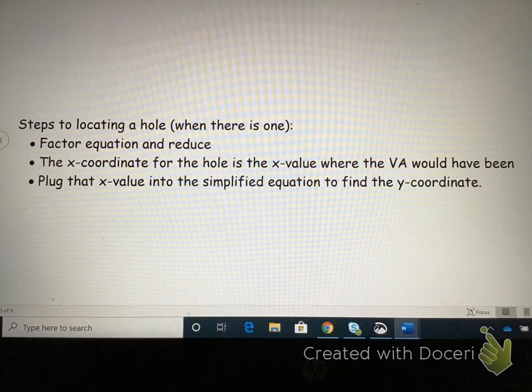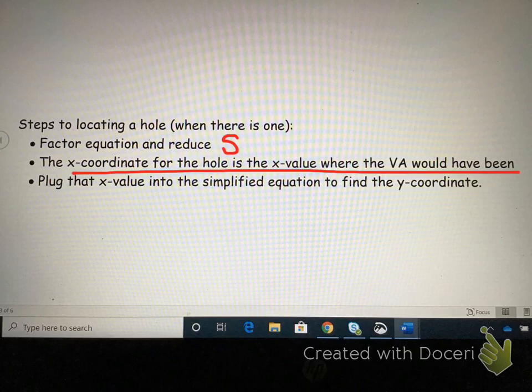So to summarize how to locate a hole, the first thing you're going to do is the S step. You are going to factor your equation and you are going to reduce it. The x-coordinate for the hole is wherever that vertical asymptote would have been.